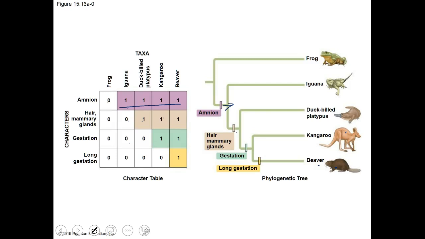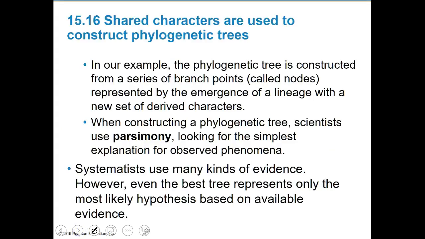Again, strange and looks like a lot, but we'll go through it together, and doing so will help us understand how to read them better. The only way to do it. All right. So in our example, the phylogenetic tree is constructed in a series of branch points that we call nodes. Again, we'll work through these with a new set of derived characters.